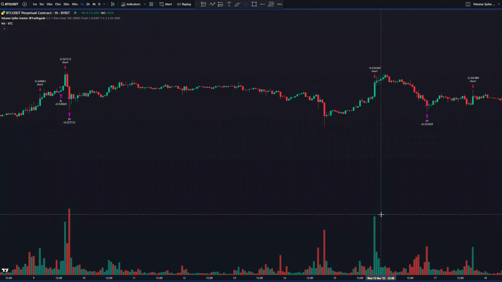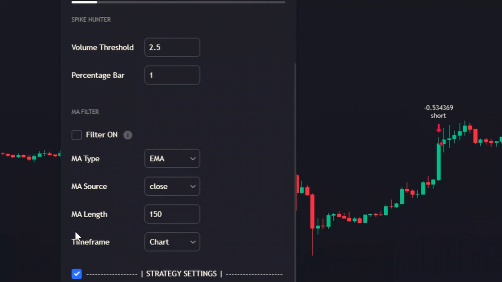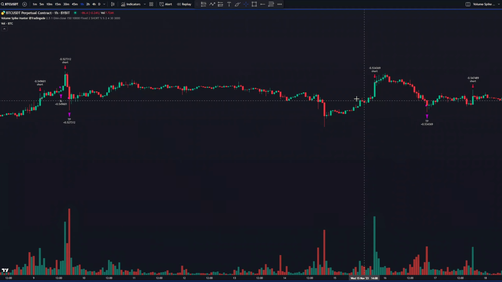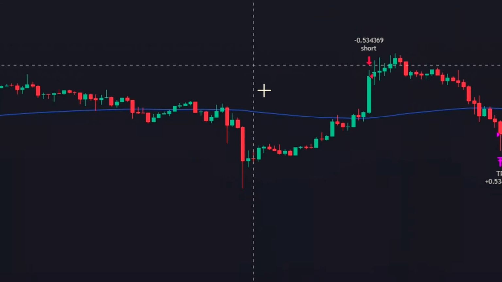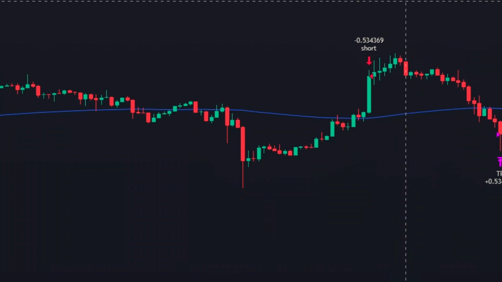In addition to the volume spike and the size of the candle, a short signal is generated when this candle is green. We can set a moving average filter. That means that, considering we are aiming to catch a price reversal, the strategy will enter a short position only if the price is above the moving average, because we are aiming to catch a reversal point, so the price must be overextended in an upward direction.